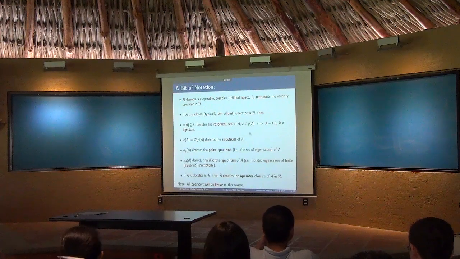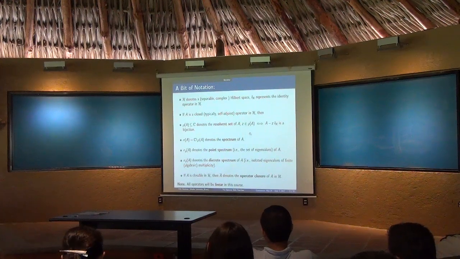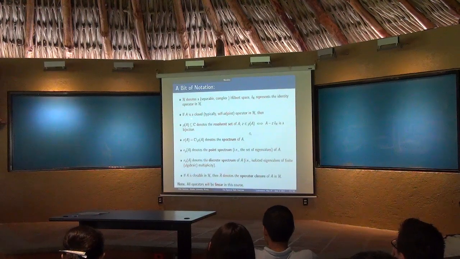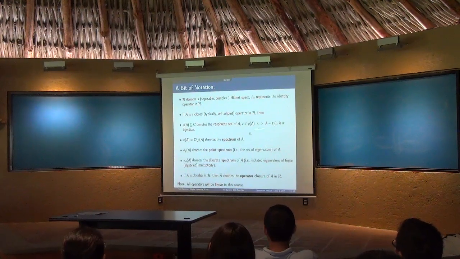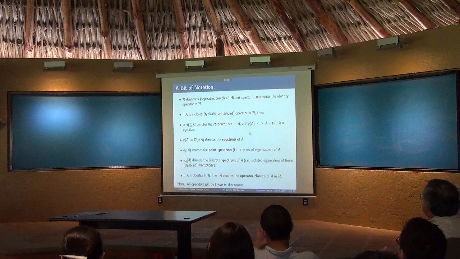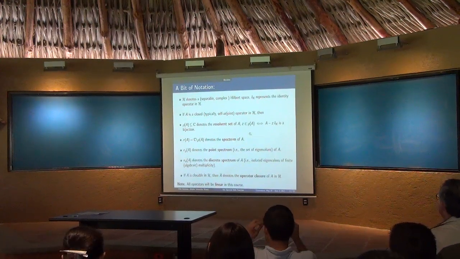Hilbert spaces are denoted by the script H. The identity operator typically is written like that. If you're looking at a closed, typically self-adjoint operator for us in that Hilbert space, then the resolvent set, this is where A minus z is a bijection, is denoted by rho, the complement by sigma. That's the spectrum of the operator.